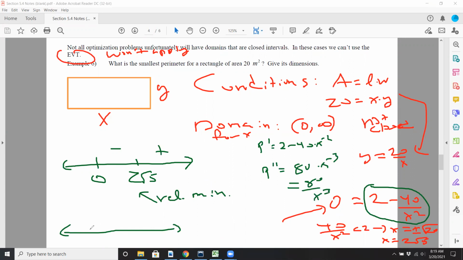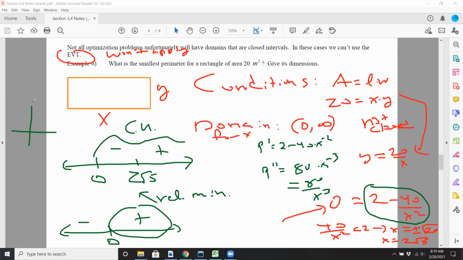Now, whenever x is bigger than 0, because 0 will definitely be a critical value for the second derivative, negative and positive, we're always concave up in that interval here. So if you're always concave up and you have a relative min, then that relative min becomes an absolute min. And that's how you can prove that we have the smallest possible perimeter when x is 2 root 5.